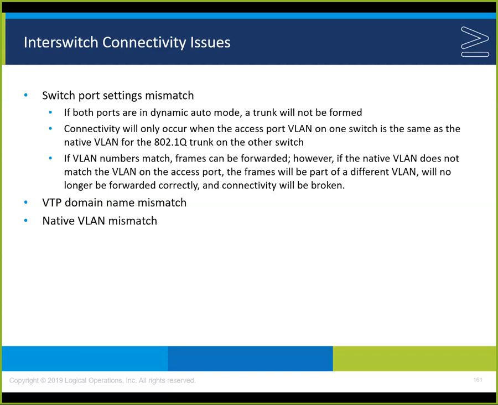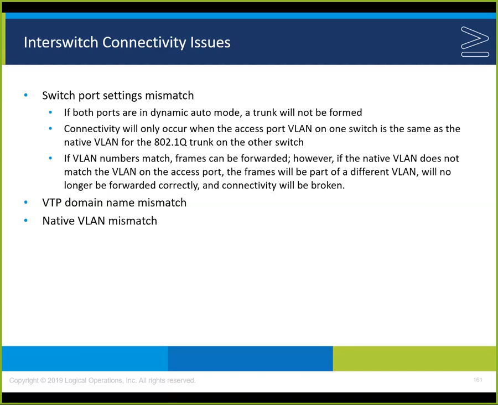It will occur only when the access port VLAN on one switch is the same as the native VLAN for the 802.1Q trunk on the other switch. If the VLAN numbers don't match, the frames can still be forwarded. If the native VLAN does not match the VLAN on the access port, the frames will be part of a different VLAN and no longer forwarded correctly, and that becomes an issue.